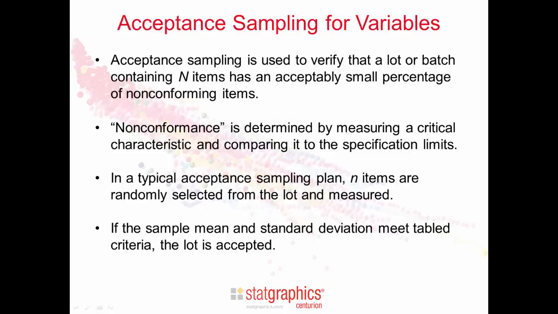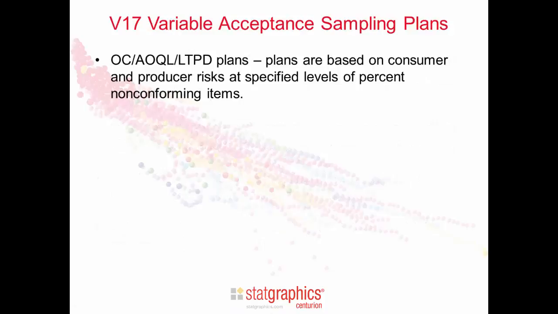Version 17 of Statgraphics Centurion contains several variable acceptance sampling plans. It contains OC, AOQL, LTPD plans. These are plans based on consumer and producer's risks at specified levels of the percent of non-conforming items.